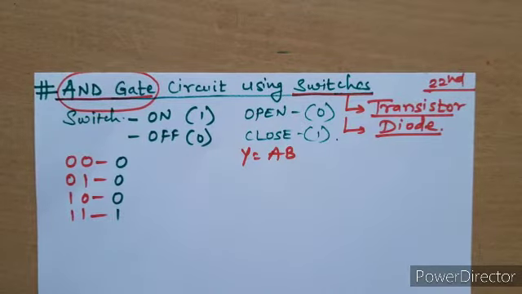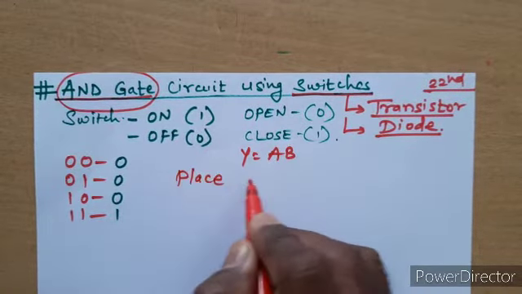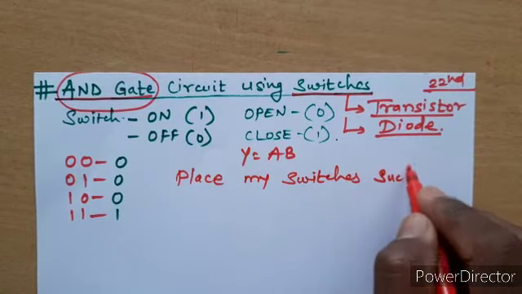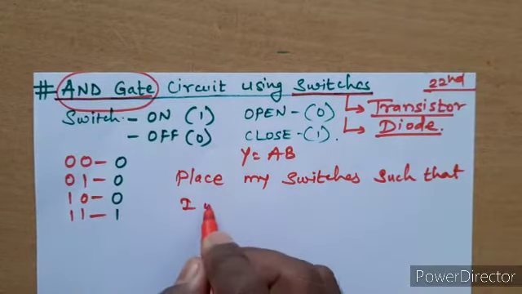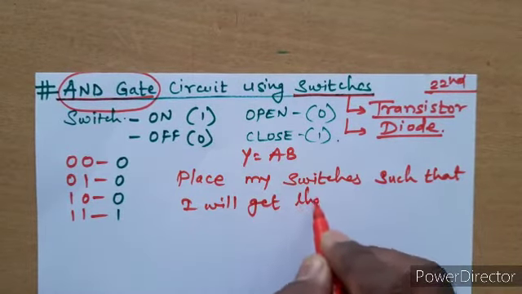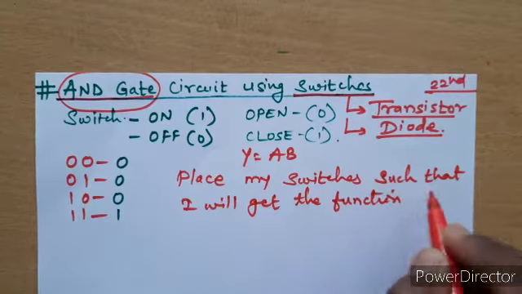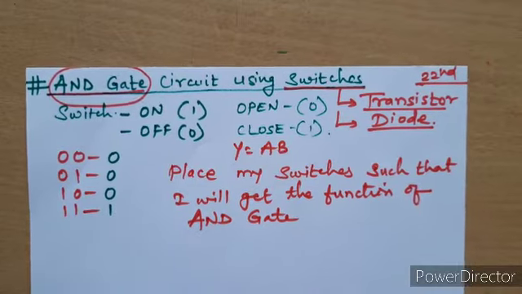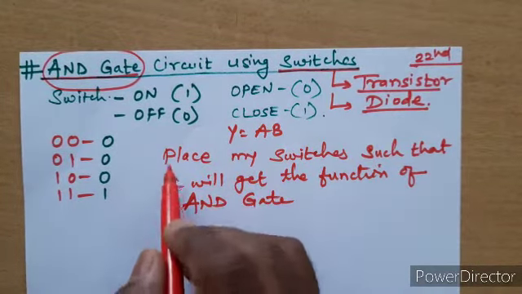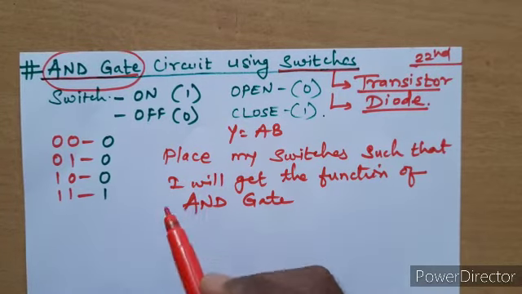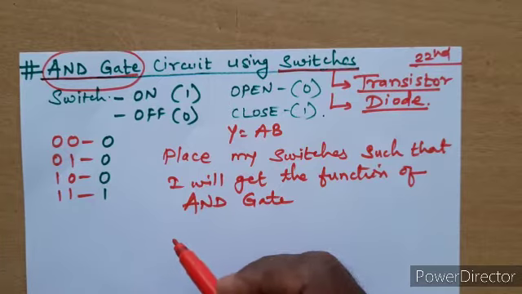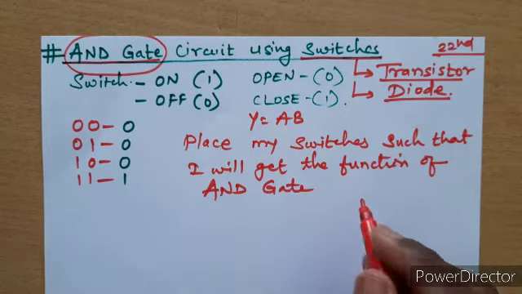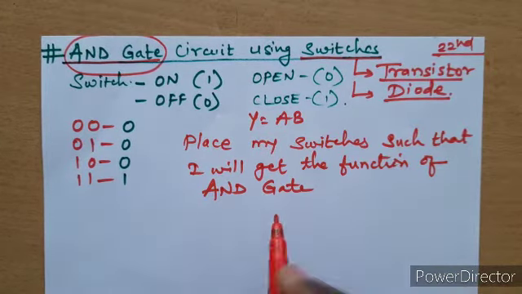How should I place my switches such that I will get the function of the AND gate? How we can place the switches, what the switch position should be, is very important. That is the part of the logic here. So without wasting much time, I just form the circuit for that, and it's very simple.